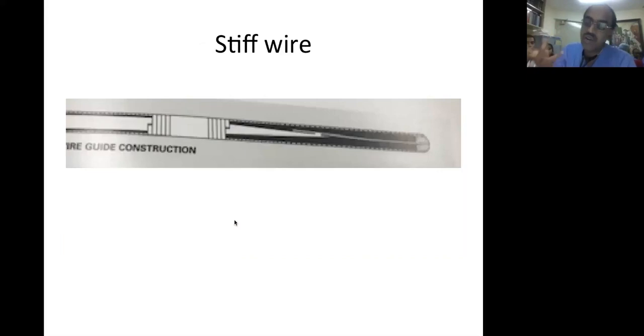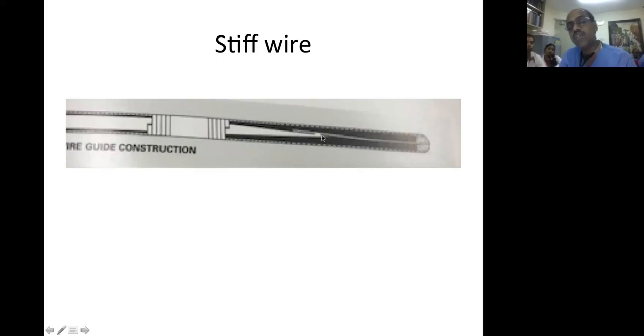What is the difference between a stiff wire and a normal wire? The central mandrel we were talking about: if it is thicker and thicker, then it is a stiffer wire. Very, very stiff means extremely thick. The mandrel is very, very thick. In such guide wires, there is no movable core till the end. There is only the finer part here.